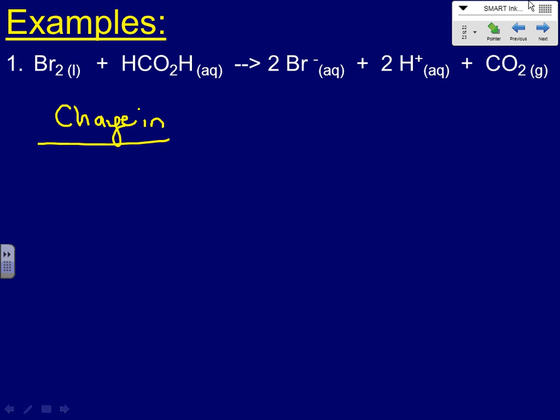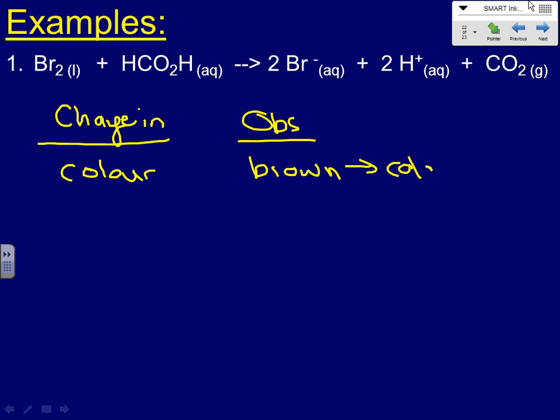Yep, Shauna? The change in color? Yeah, we could use a change in color. What would that change in color be? What would we observe? The brown to colorless, right? Because of the bromine. Yeah, excellent. Brown to colorless, excellent. So we could use that bromine molecule to bromide ions. Another example? That's correct, yep.